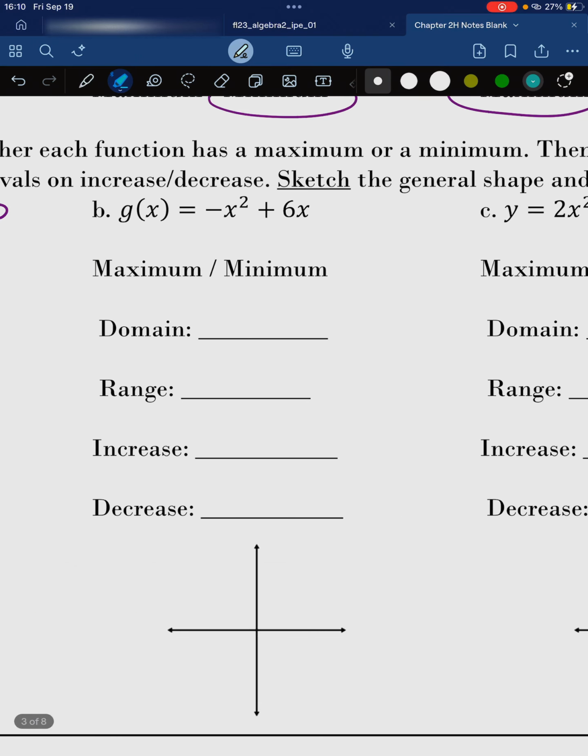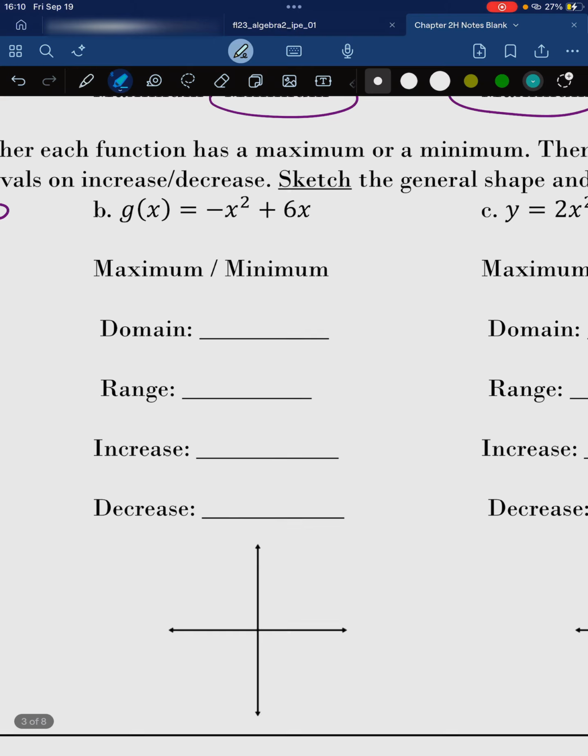Okay, let's go on to B. So B is definitely in standard form. You could change it to vertex form, but we're going to do that in a couple lessons from now. So for now, let's just go ahead and do that axis of symmetry formula. Negative b over 2a, which is going to simplify to 3. So I'm going to call that 3.